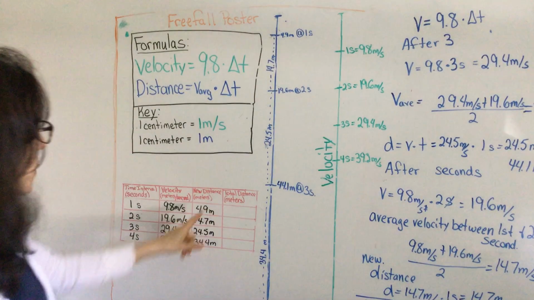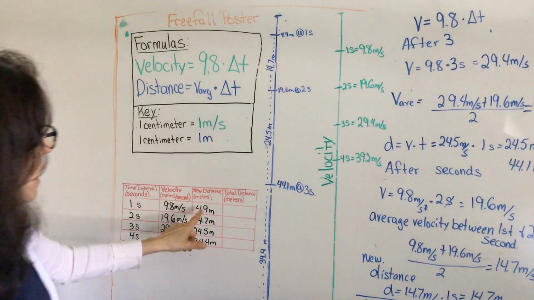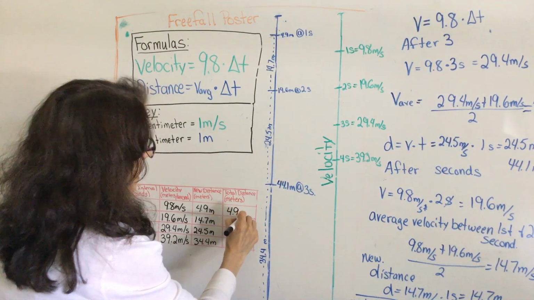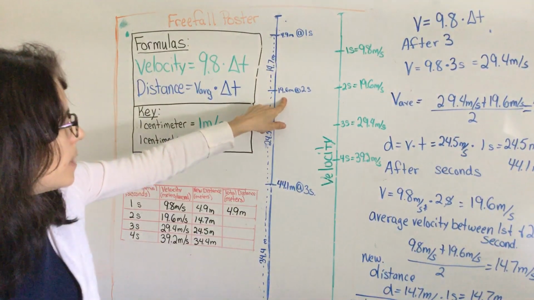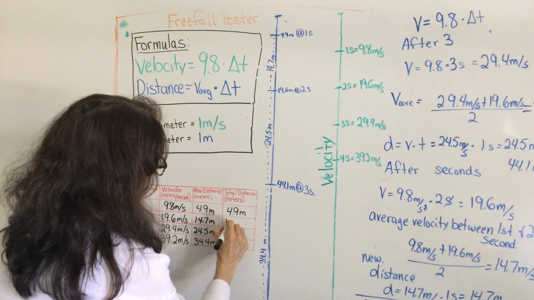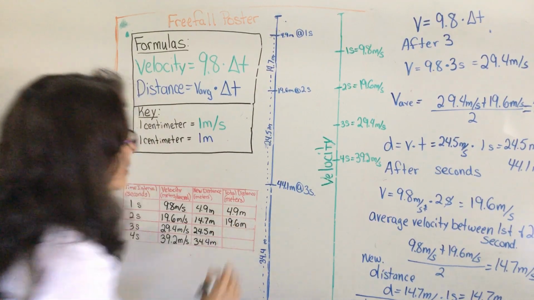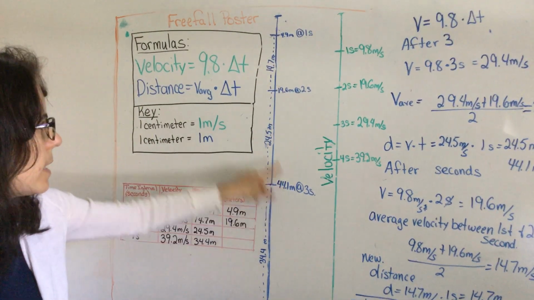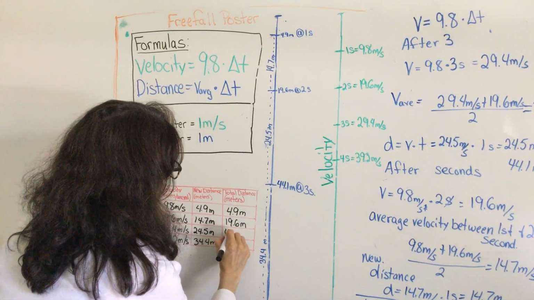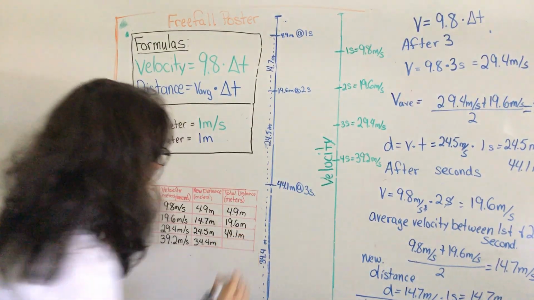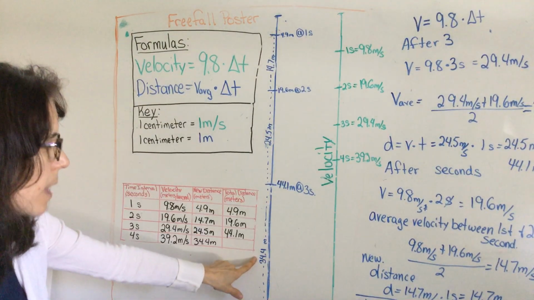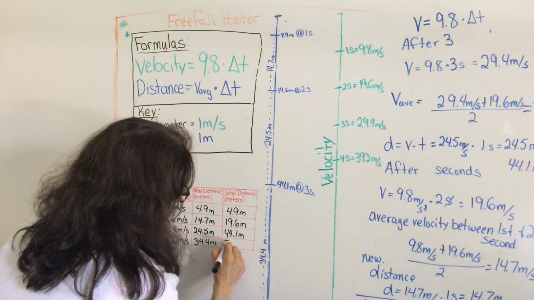Now the total, you're going to be adding two numbers together, except there's nothing in front of the 4.9, so it's 4.9 meters. That's the total. Here's the second number. It's 14.7 plus 4.9. That gives us 19.6 meters. The next number, 44.1, is 24.5 plus 19.6. The last one, 78.4, comes from 44.1 plus 34.4.